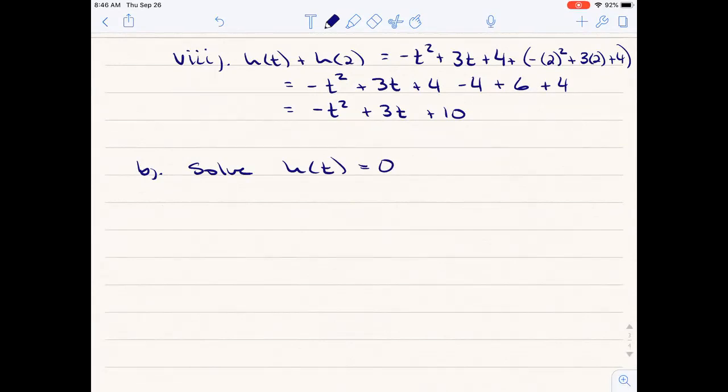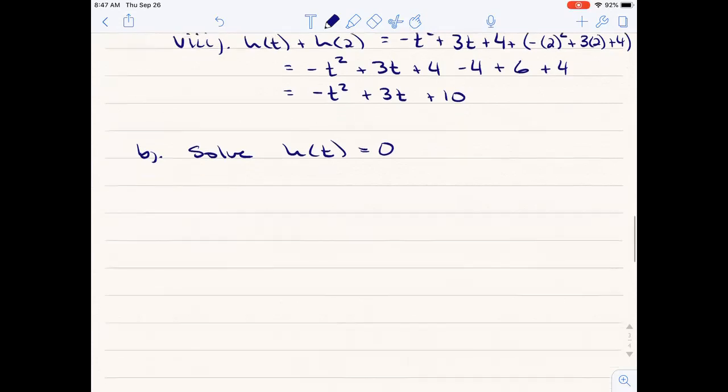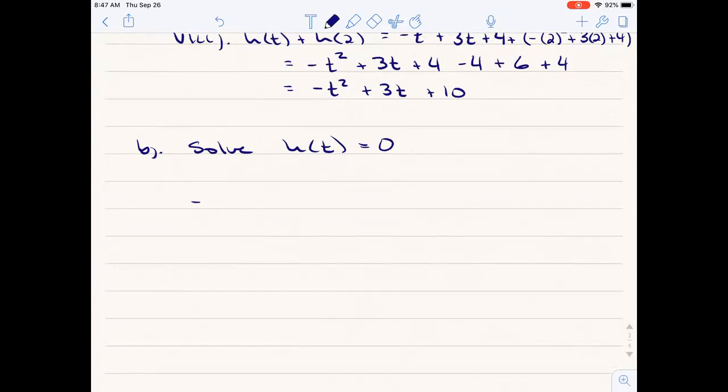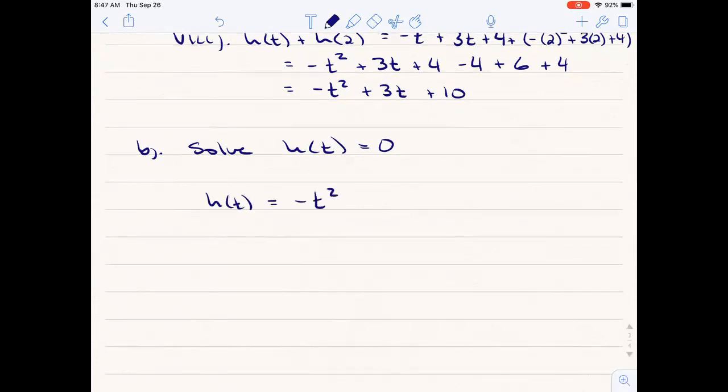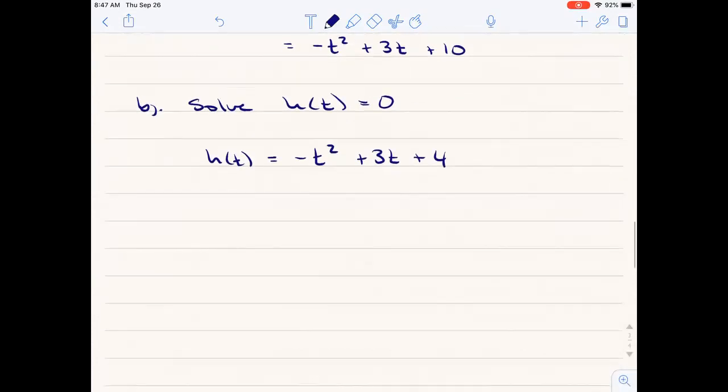I'll rewrite the function because I keep scrolling past it. H of t, remember, is -t squared plus 3t plus, is it 4 or 2? 6. 4. So we want to solve and force this to be 0.